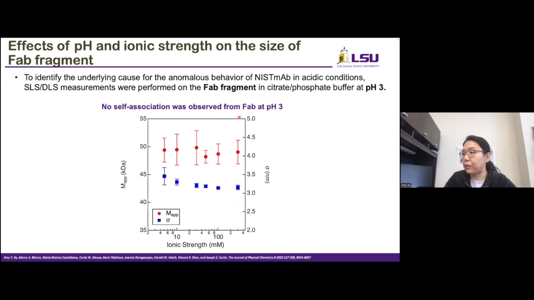So at this point, we can hypothesize that the observed formation of high molecular weight species may have something to do with the Fc domain.